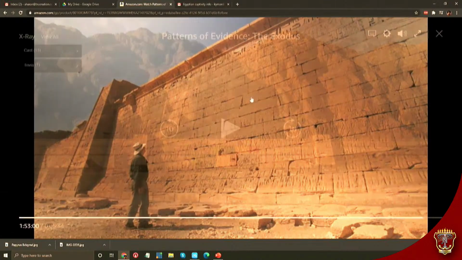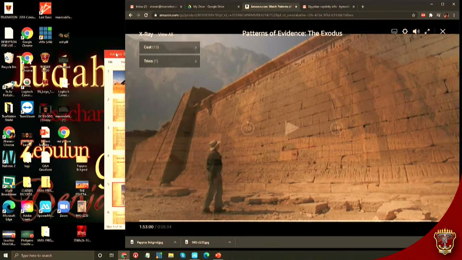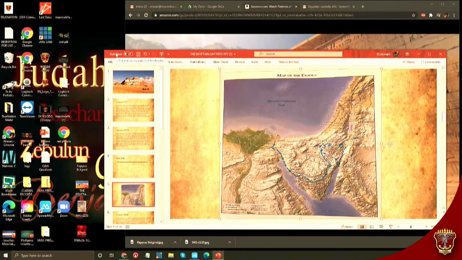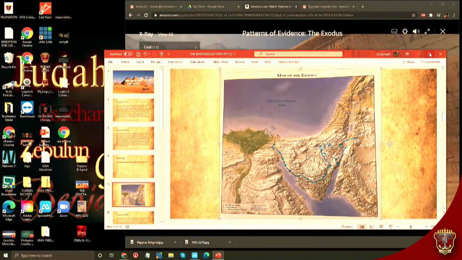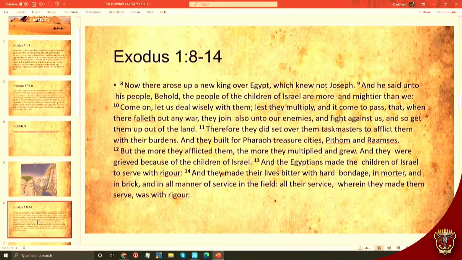So approximately anywhere between 1450 and about 1500 is when the Exodus would have occurred. So 80 years prior to that is when we were in captivity. So anywhere between 1525 and about 1580, just before 1600 BC, we would have been held captive or enslaved in Egypt.